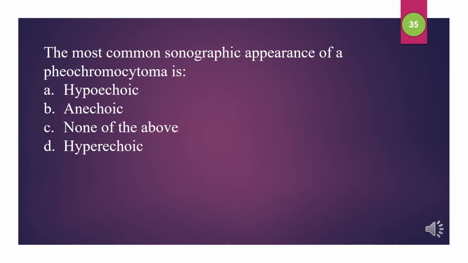The most common sonographic appearance of a pheochromocytoma is: A. Hypoechoic. B. Anechoic. C. None of the above. D. Hyperechoic. The answer is D. Hyperechoic.